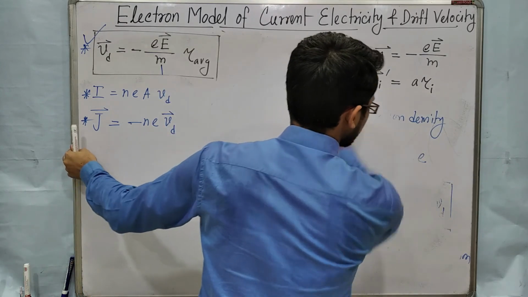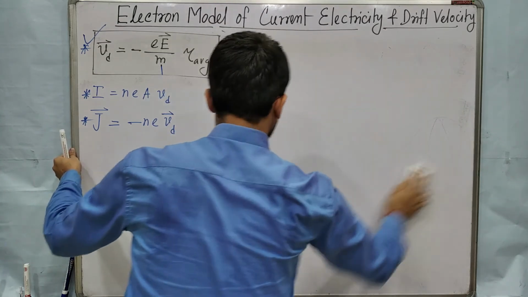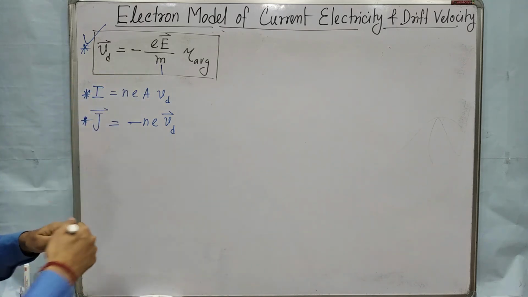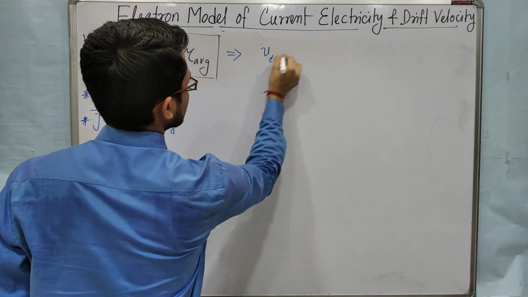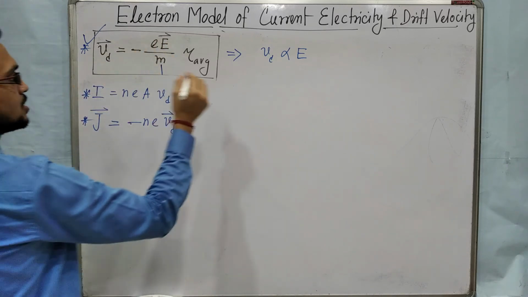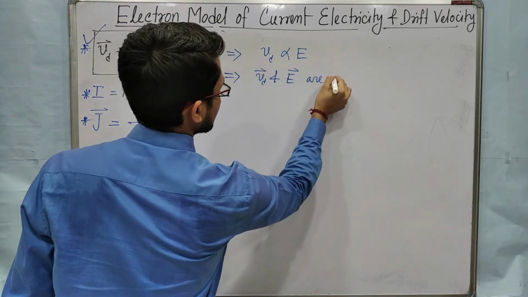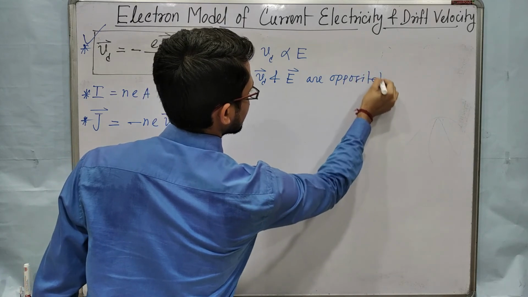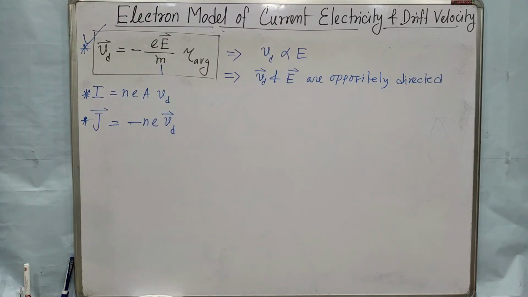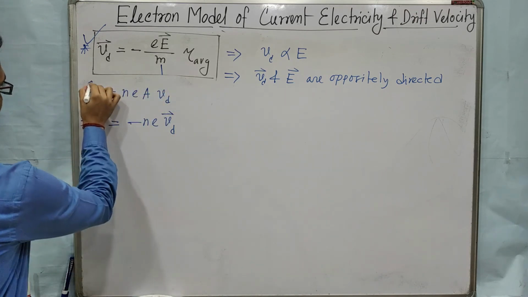Now we will see a few conclusions from these equations. A few conclusions we have already seen. We have already seen that drift velocity and electric field are directly proportional. Vd is directly proportional to E, and due to this negative sign, Vd and E are oppositely directed. Clear. Current is also related like this. From this equation there are a few conclusions.